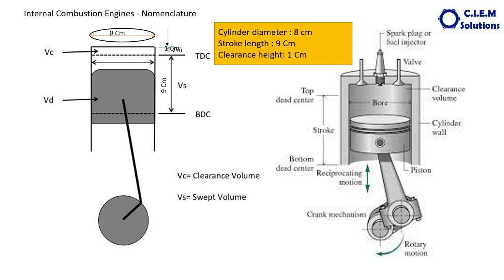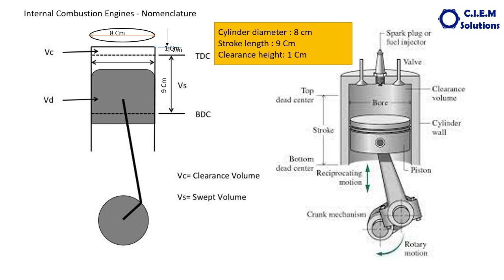This distance is called the bore diameter. Let us imagine this is 8 centimeter. The inner diameter of the cylinder is the bore diameter. This is 8 centimeters. Let us assume the stroke. What is meant by stroke? The distance traveled by a piston from one extreme end to the other extreme end.